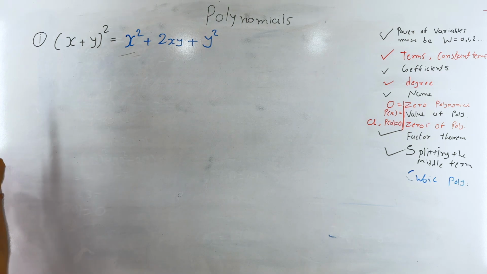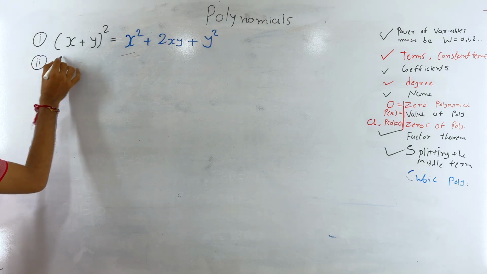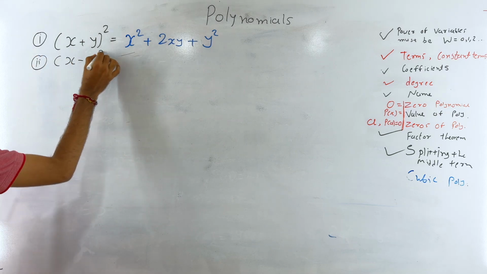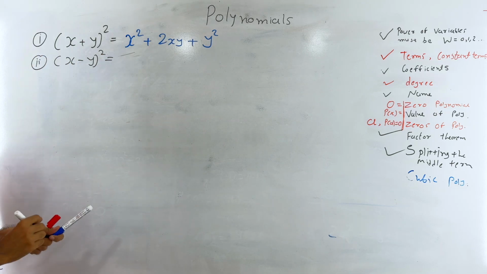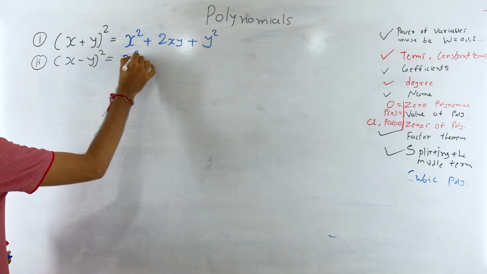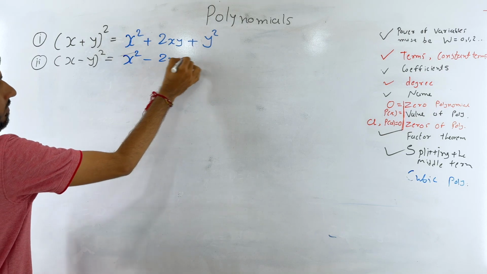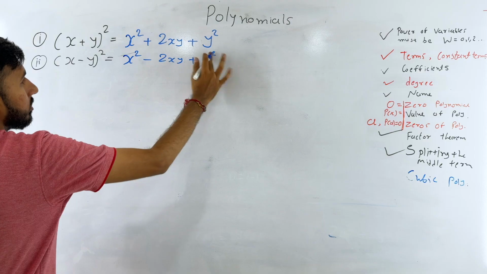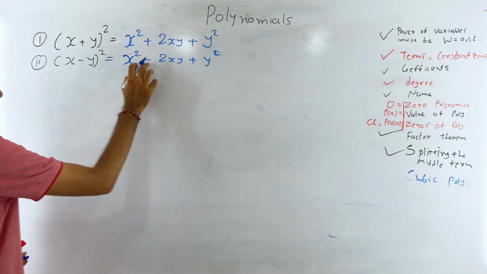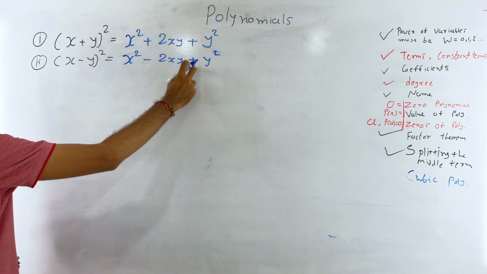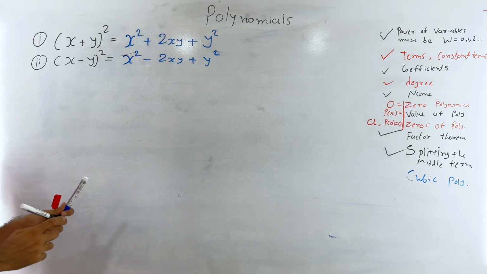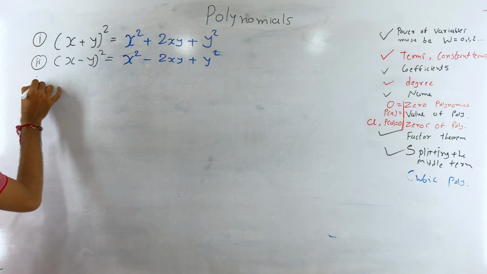Now second one, that is (x minus y) whole square. What will be your answer? Your answer will be x square minus 2xy plus y square. You have to just change the sign in this term, right? Here you have positive in both the types of identities.